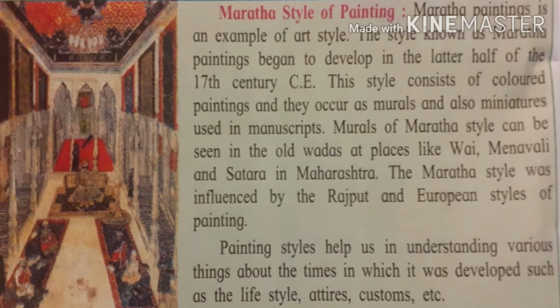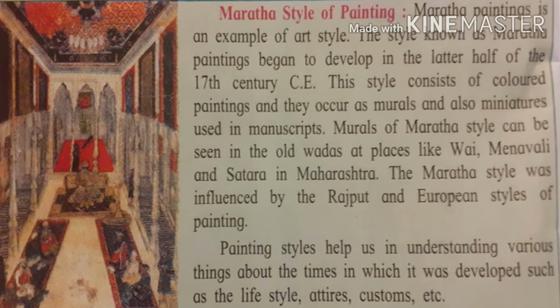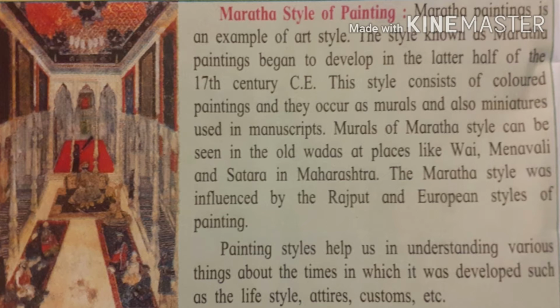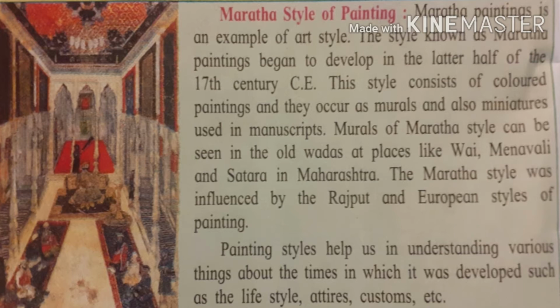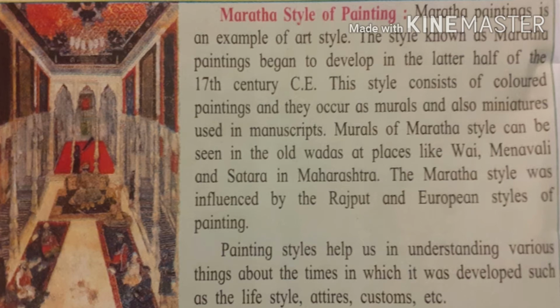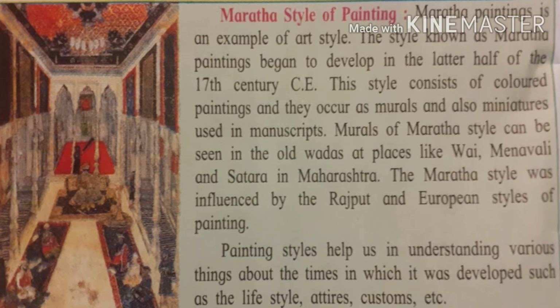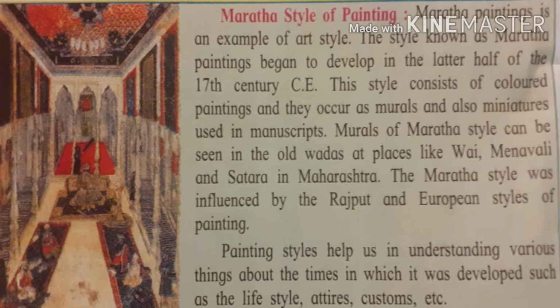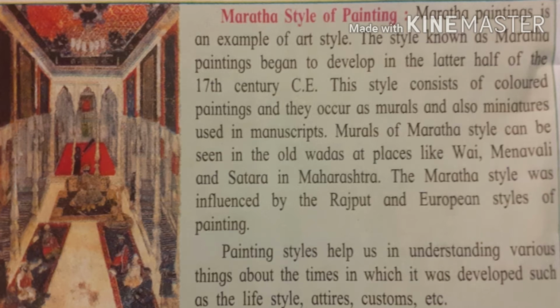Children, see the picture of the Maratha style of painting. This kind of painting is also an example of an art style. This style, known as Maratha paintings, started developing in the latter half of the 17th century CE. It consists of colored paintings which occur as murals, in miniatures, and in manuscripts. Murals of Maratha style can be seen in the old wadas at places like Wai, Menavli and Satara in Maharashtra. The Maratha style had an influence of Rajput and European styles of paintings.